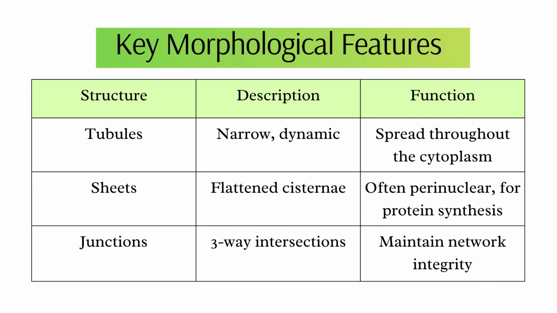The endoplasmic reticulum has three key structural parts. The tubules are narrow and dynamic, meaning they change shape and spread throughout the cytoplasm. The flattened cisternae are often found near the nucleus and help with protein synthesis. The junctions are three-way intersections that keep the ER network stable and connected.